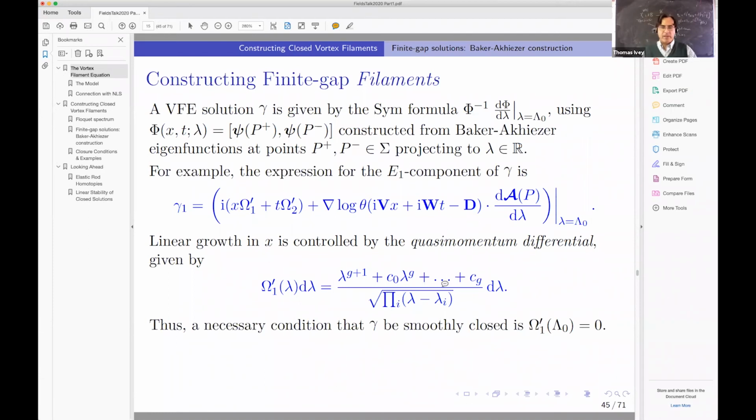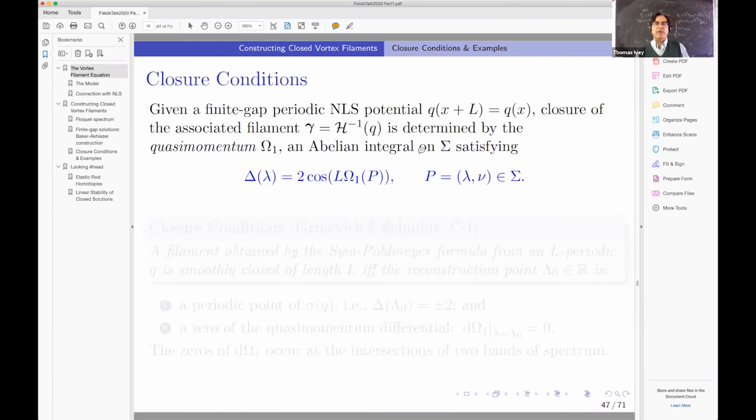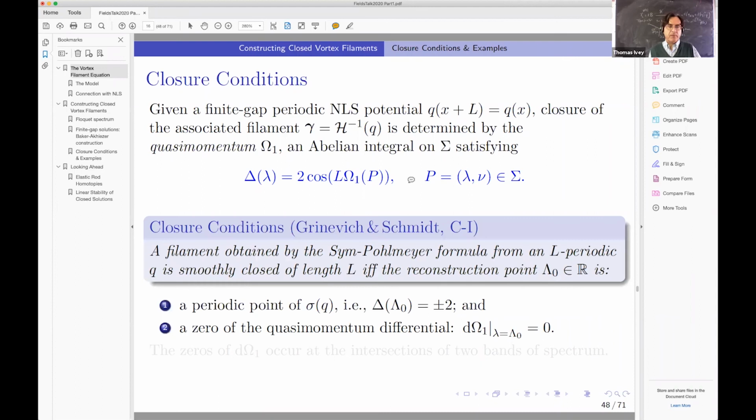Okay, so equipment failure in midstream there. So I was on my way to talking about what you have to do to construct closed solutions from a periodic NLS potential. And what you have to do is make sure that you've chosen a point in the Floquet spectrum where the quasi-momentum is critical, so omega 1 primed is 0. And also the Floquet discriminant is equal to plus or minus 2. In other words, a periodic point of the Floquet spectrum, this is also a 0 of the quasi-momentum differential.